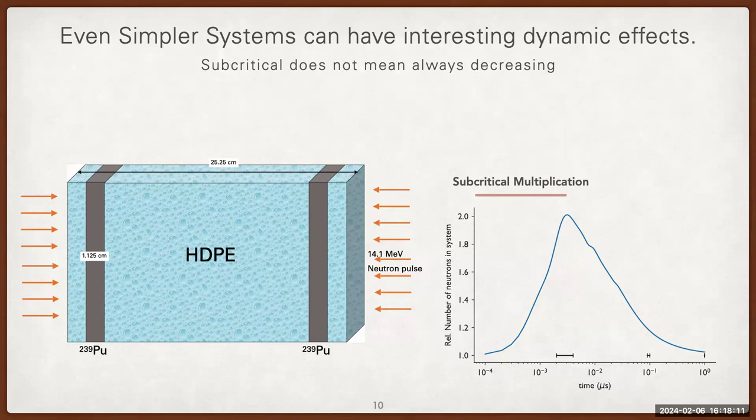And so what this is showing is that just because you don't have a critical or supercritical system, where the number of neutrons is going to eventually go to infinity, it doesn't mean we can't have neutrons multiply. And so if you want to say something about the system, just saying that K is less than one doesn't tell us what's going to happen in this kind of experiment.